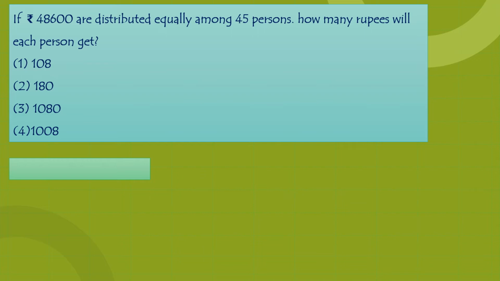If you all have not understood the question, I'll read it again and explain it to you. There is 4,86,000 which is distributed equally among 45 people. I'm distributing this amount equally to each and every one. So how are you going to solve the sum? Very simple. You will simply divide that number by 45. The amount that you had, you have to divide it by the number of people. You will get how many rupees each person will get. So it will be 1,080. Option number 3 is the correct alternative, that is 1,080.